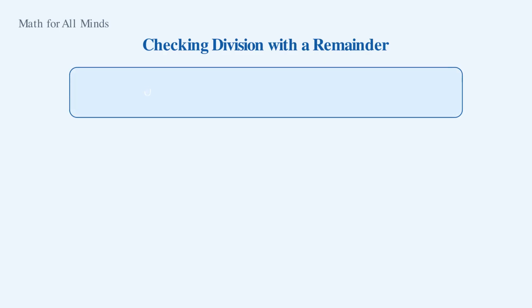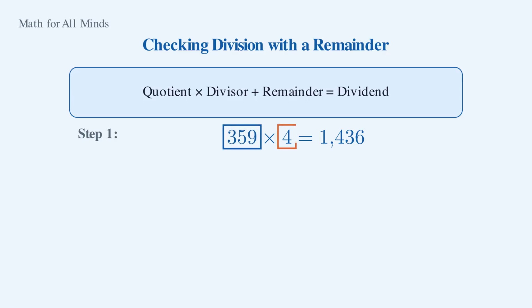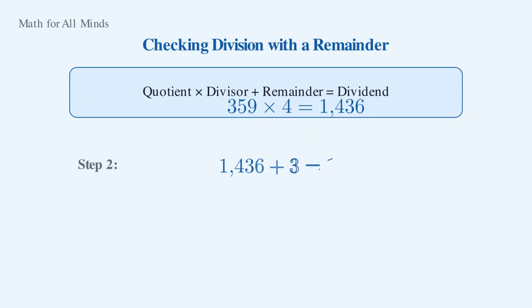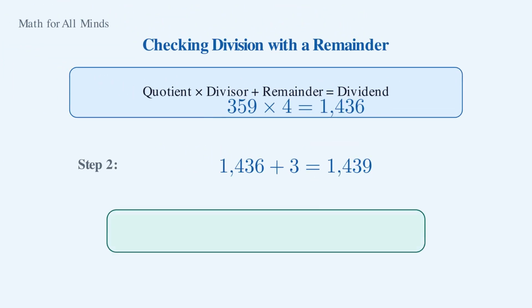To check a division with a remainder, multiply the quotient by the divisor, then add the remainder. 359 times 4 is 1,436. Add the remainder 3, and we get 1,439. It matches the original dividend.